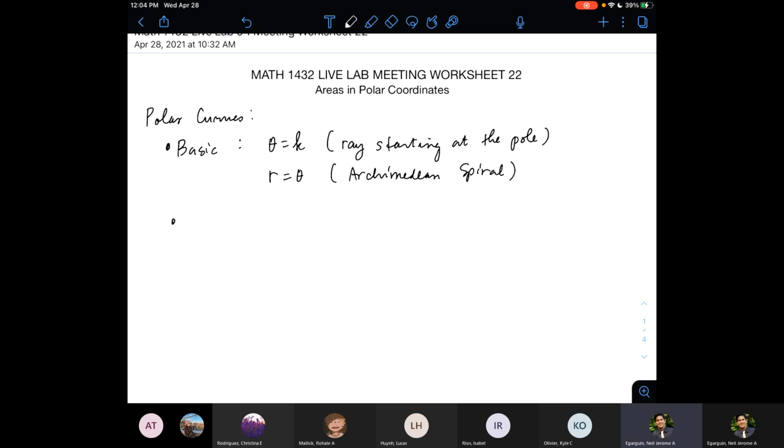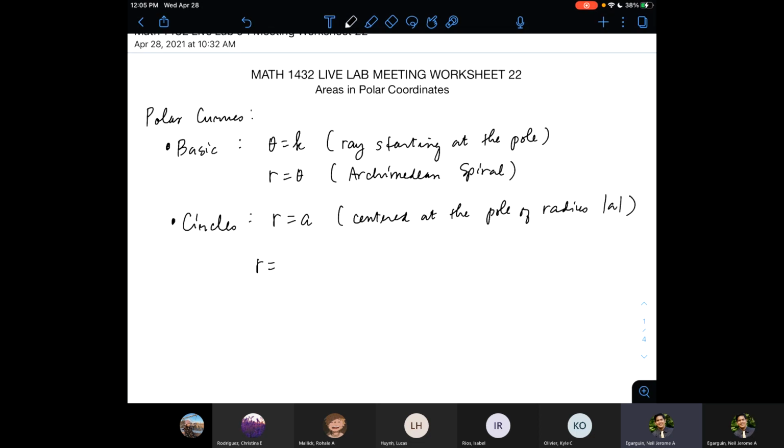Okay. And then we'll also deal with circles. And circles can take several forms, but the more basic ones are the following. r equals a. This is a circle centered at the pole of radius a, or radius absolute value of a. We'll have r equals a sine theta, which is a circle tangent at the pole lying on the y-axis with diameter a.